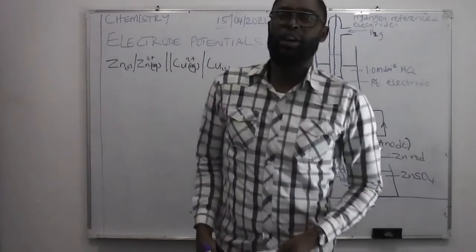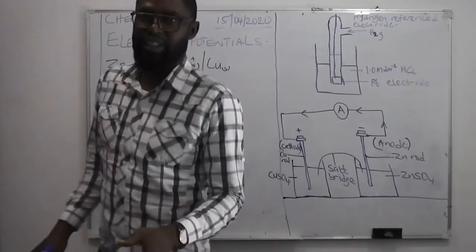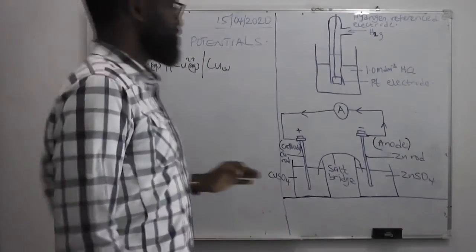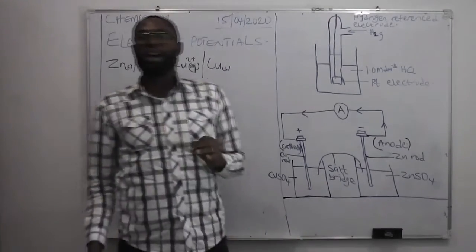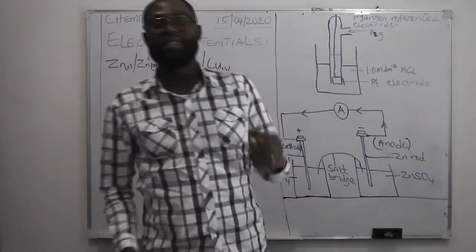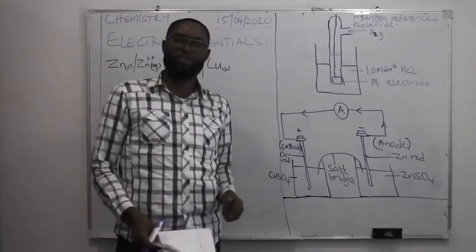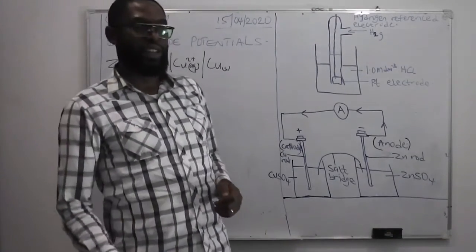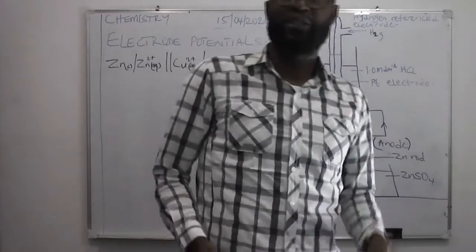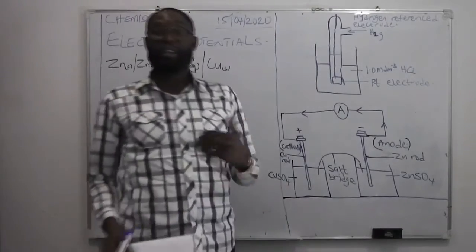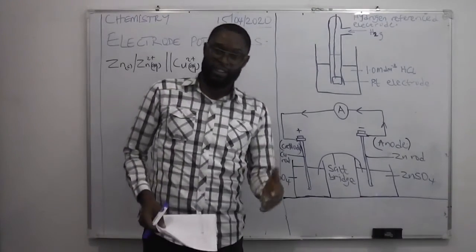In this class, we are going to look at the meaning of electrode potentials. We are going to look at the hydrogen reference electrode. We are going to look at the electrochemical series. We are going to look at electrochemical cells and then talk about electromotive force, which is the EMF. If time permits us, we can move and talk about the application of electrochemical cells.